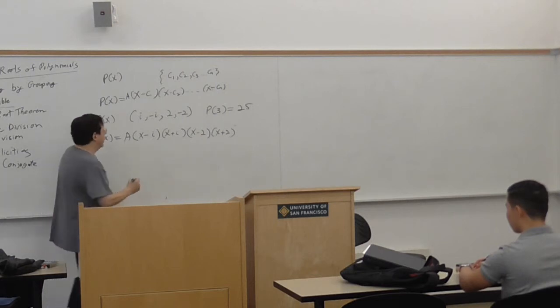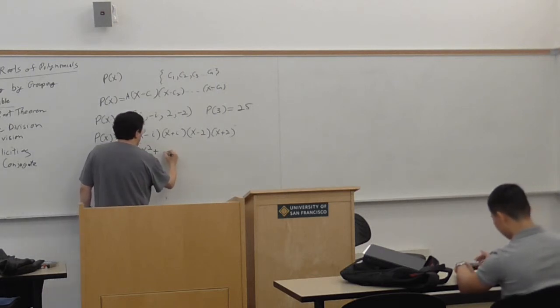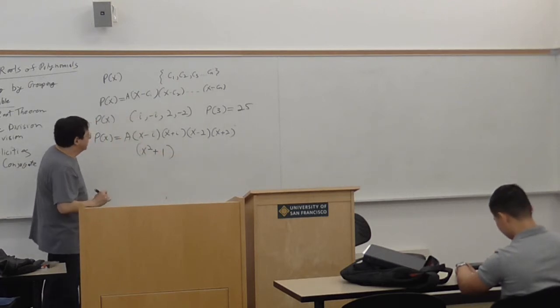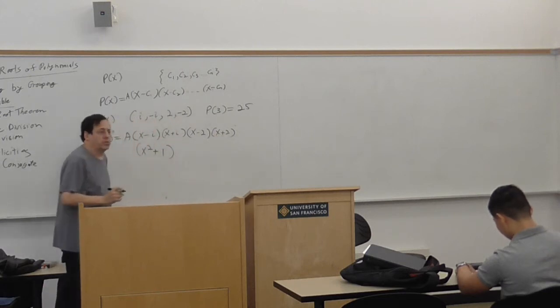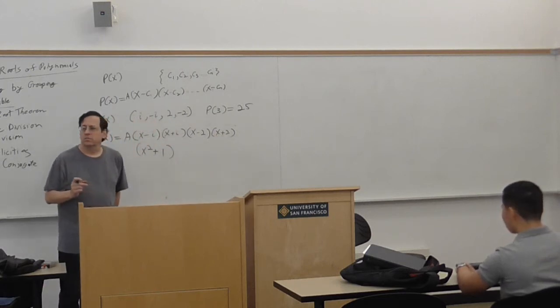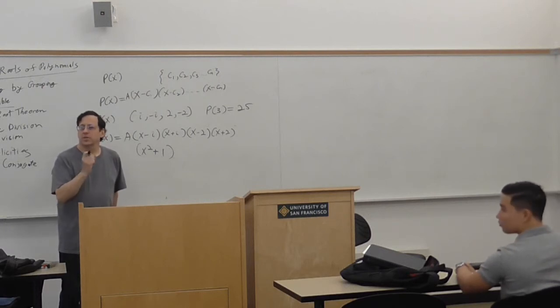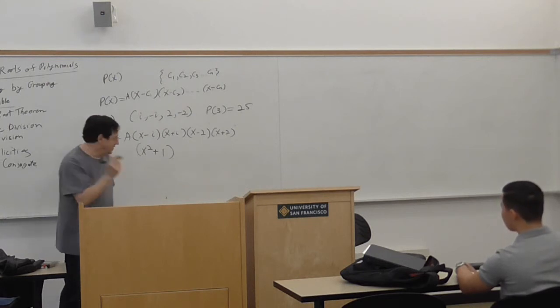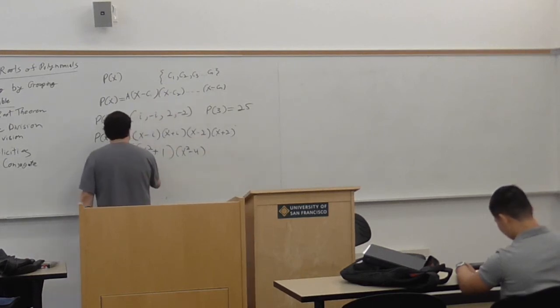It's going to be x squared plus 1. Exactly right. What about x minus 2 times x plus 2? Who haven't I called on today? Joshua? X plus 2 times x minus 2 is x squared minus 4. Right?